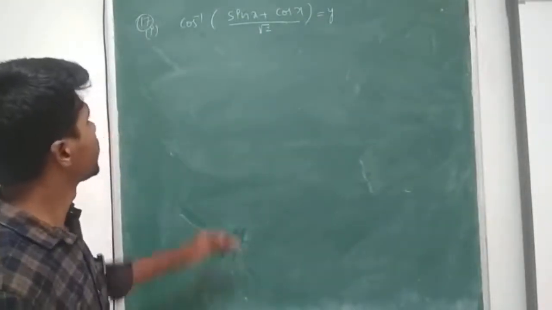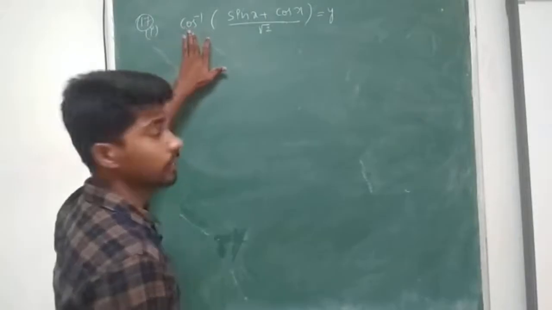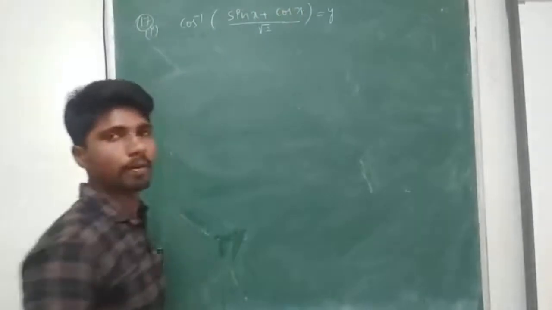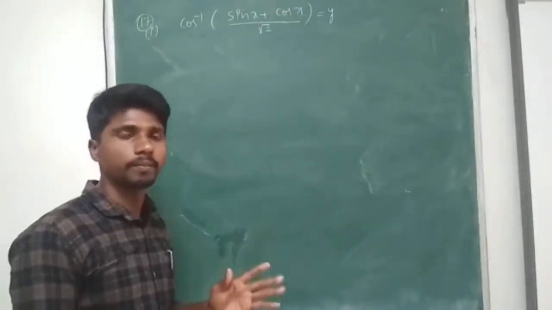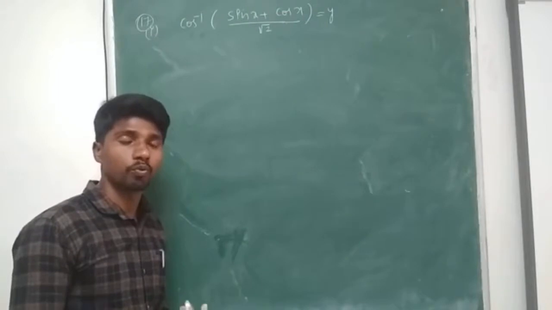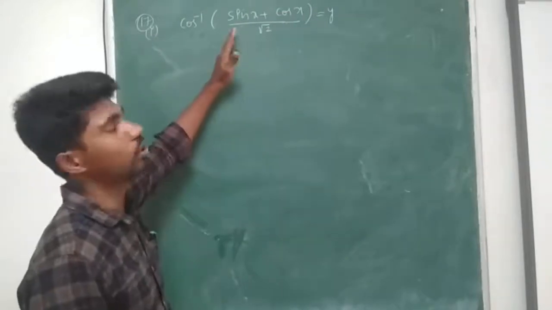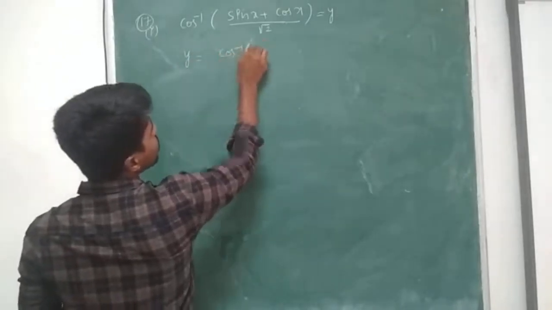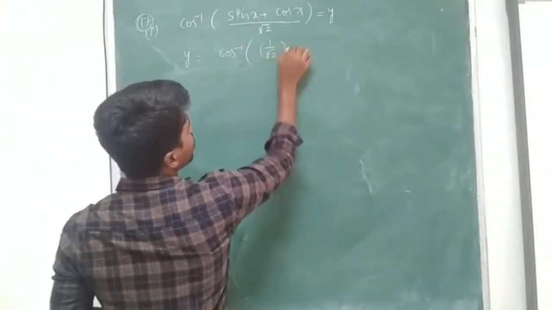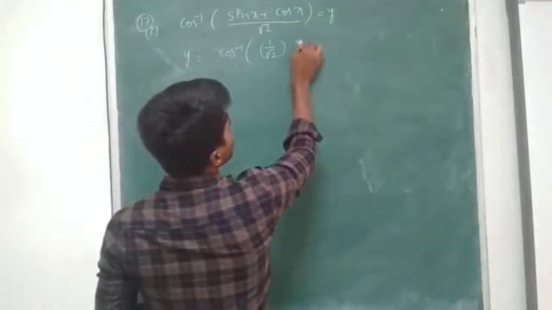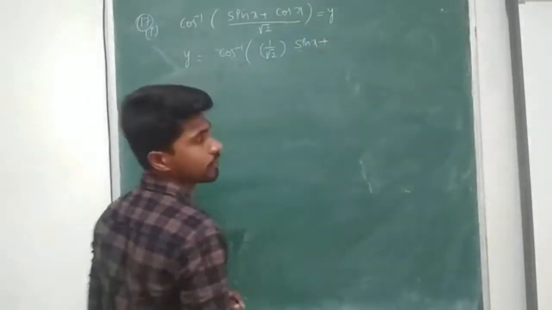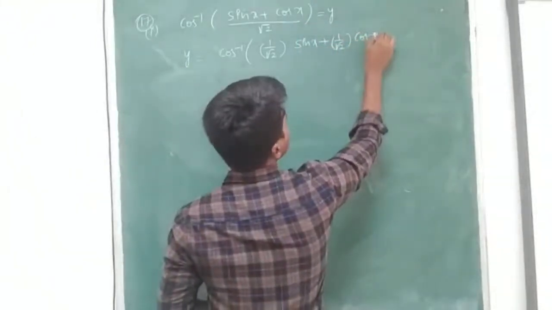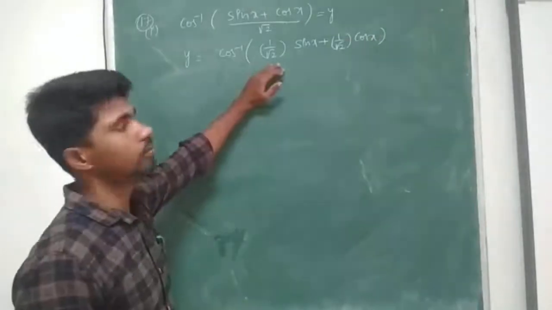Next, I have here cos inverse. I should be able to express this entire thing in terms of cos. So just recall trigonometry, while finding range and domain, what procedure we opted, the same thing I am going to opt here. So I get y is equal to cos inverse of 1 by root 2 into sin x plus 1 by root 2 into cos x.